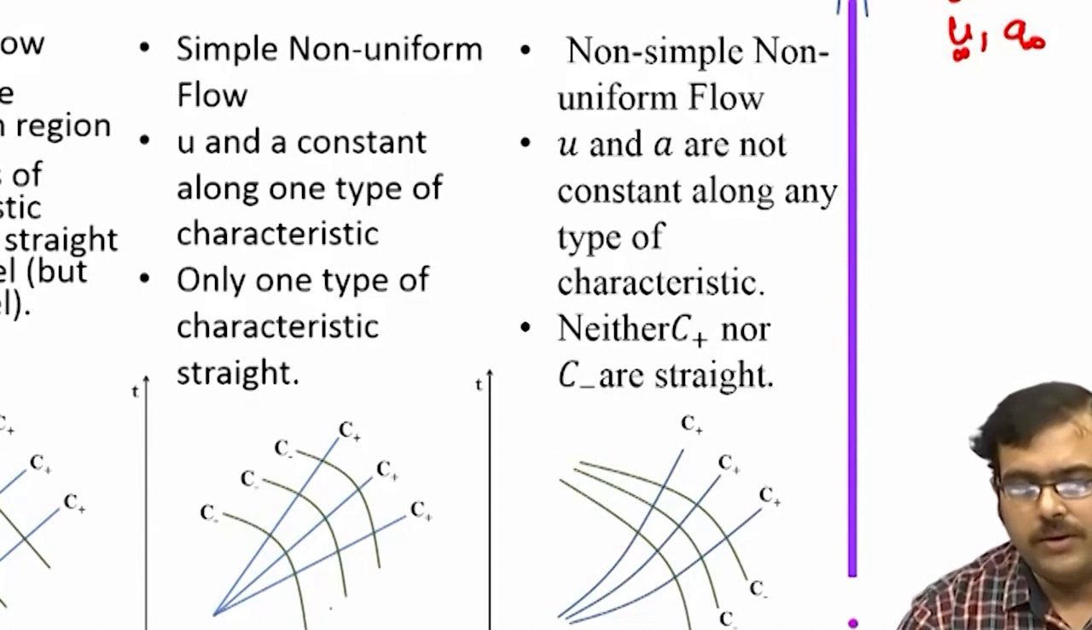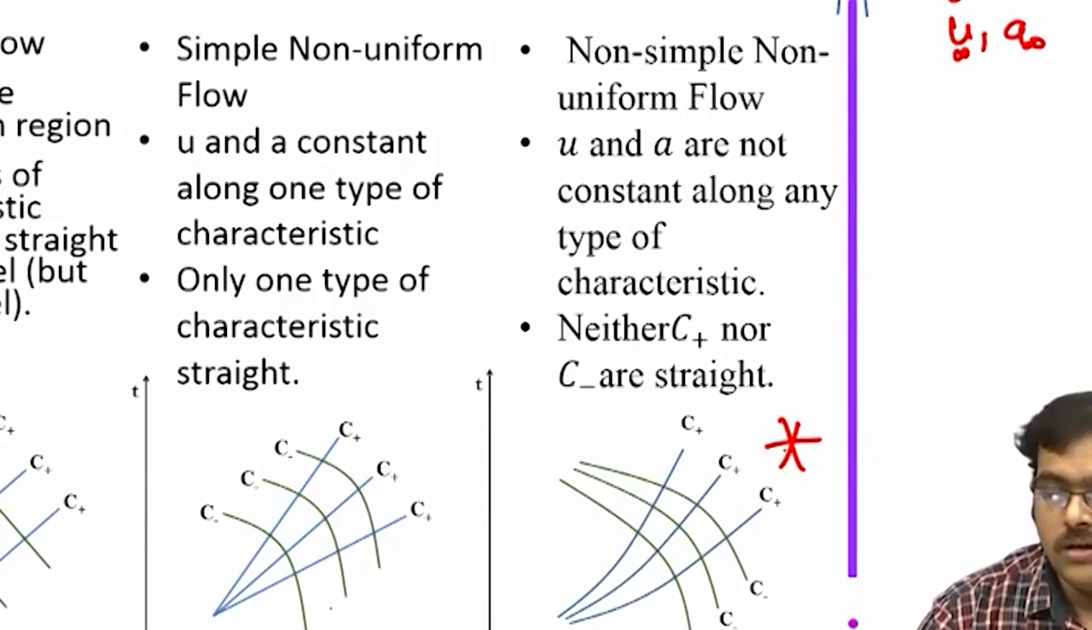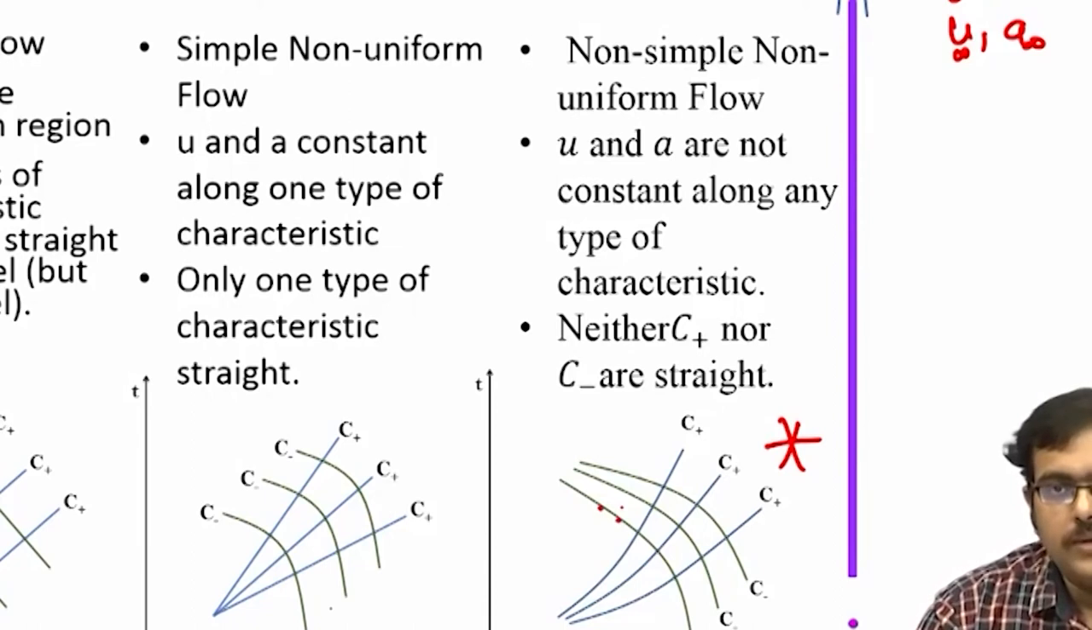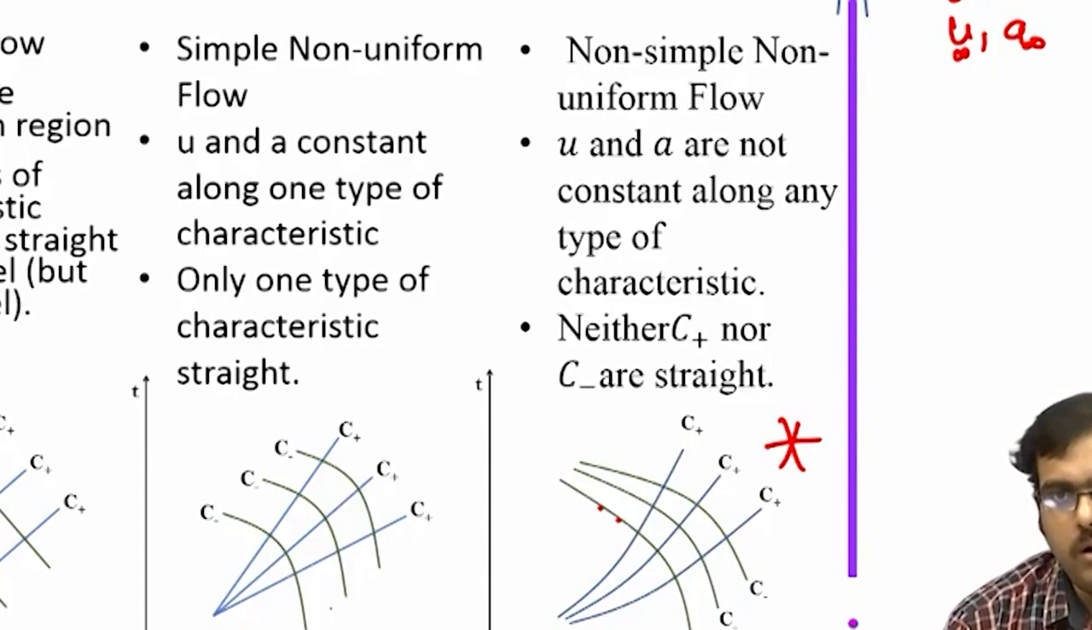While if you take a completely non-uniform flow, like that represented here, u and a are not constant anywhere. In general, they are changing everywhere. At every point, of course, you will have dx by dt is u plus a, but as you move away from the point, you have another u plus a or u minus a. As a consequence, these are curves, they are not straight lines, and so you have two sets of curves. So this is completely non-uniform flow.